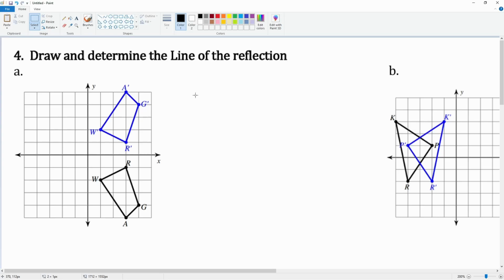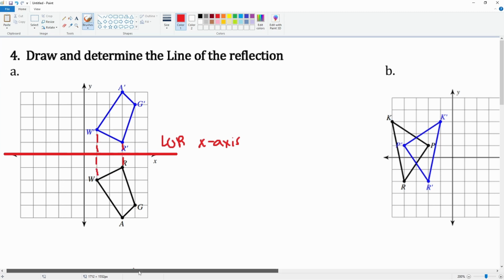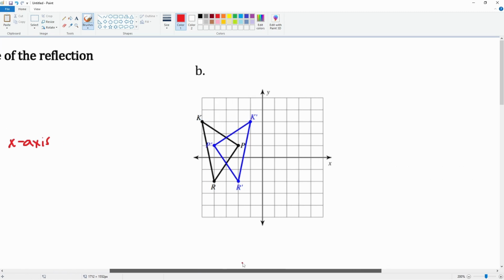Number 4, we are looking to draw and determine the line of reflection. Well, this one, it looks like it is being reflected over the x-axis. So the LOR, line of reflection, can be x-axis because notice it's 1 unit away for R. So R prime is also 1 unit away. W is 2 units away. So W is also 2 units away. So line of reflection is the x-axis.